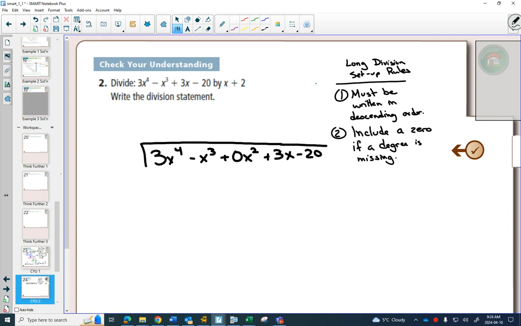So what we notice in this one is that it was in the right order. So we didn't have to do the setup rule by writing in descending order. It was done already for us, but something was missing. So this is where including a 0 comes in. And we're dividing by x plus 2.